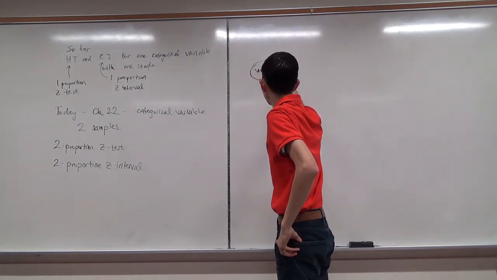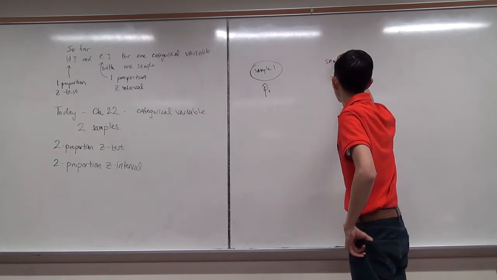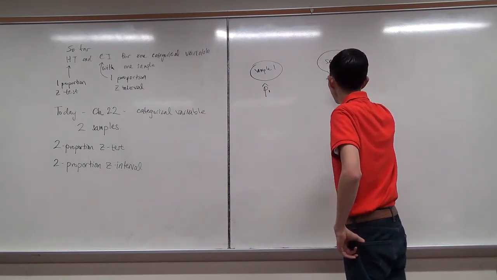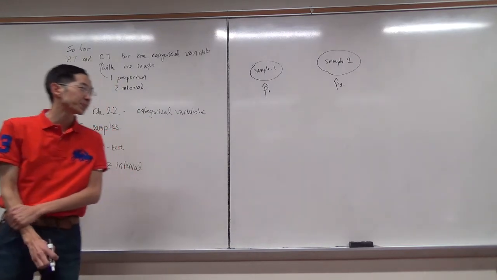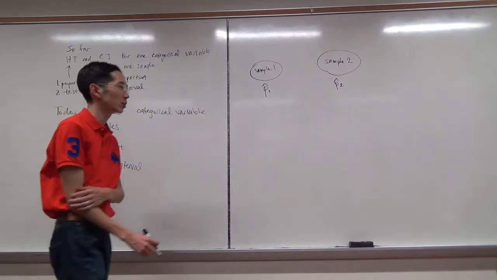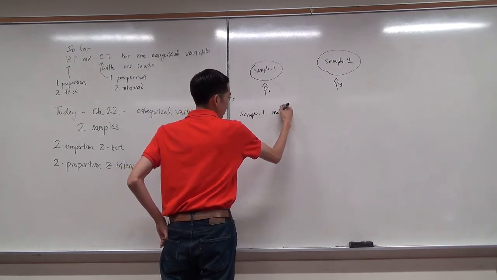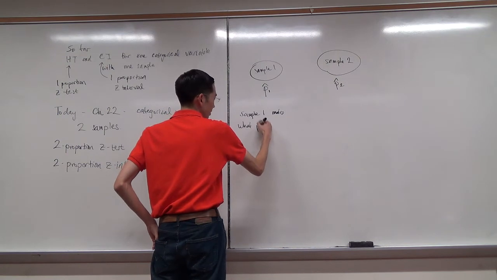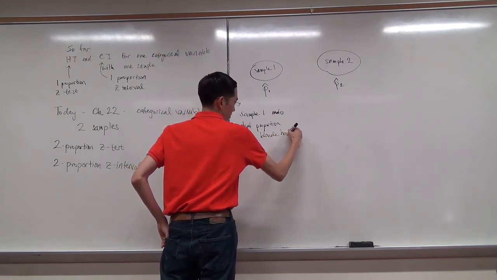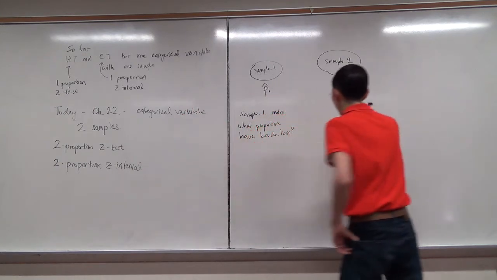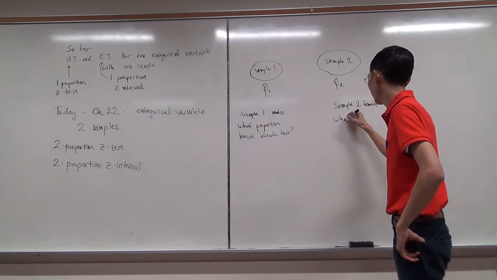we have sample one, and from sample one we observe p hat one, sample two, we have p hat two. So sample one could be males, and it could be what proportion of males have blonde hair. Now we can go over to sample two, and say sample two is females, and we ask what proportion have blonde hair.